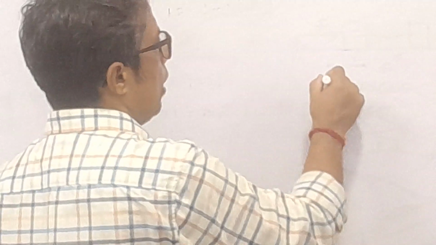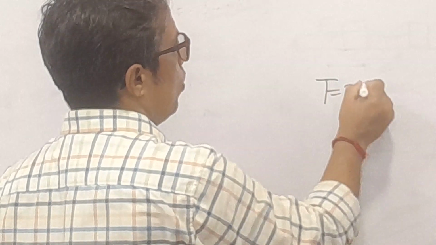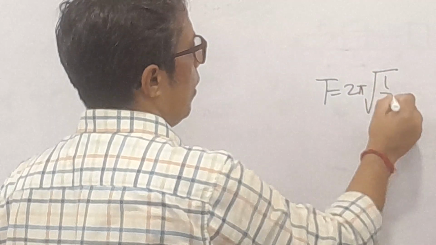This session is for the ICSE student, class 9. There is a particular concept where students are getting a lot of confusion, so I just want to highlight that part only. We know that the time period T is equal to 2 pi root over L by G.